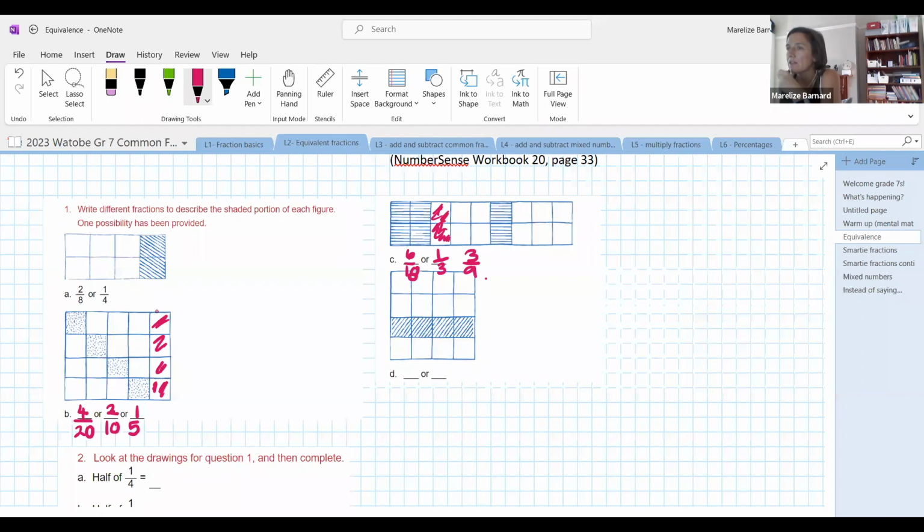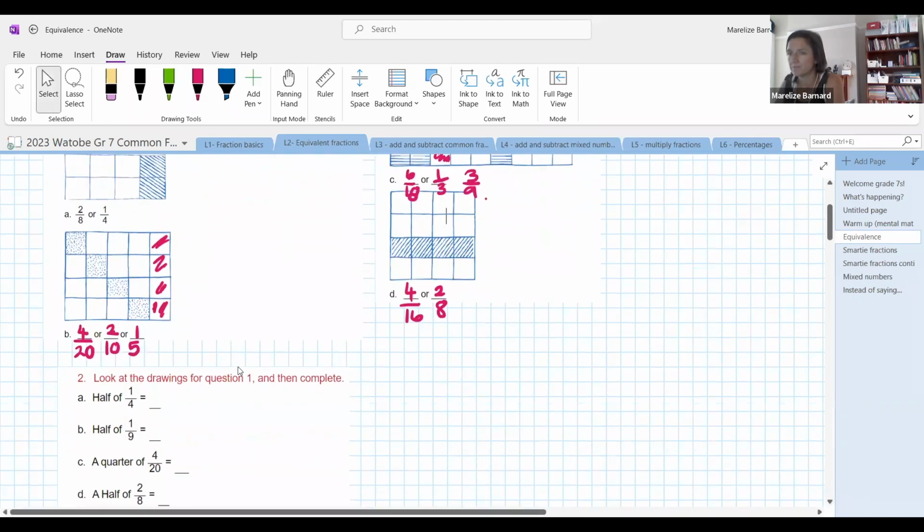And then lastly, question D. We've got 1, 2, 3, 4, and we've divided into 16. So that's 4 out of 16, or 4/16. What can we change that to? Matthew is saying 2/8. That's right. We can say that that is 2/8. Nice. Okay, so again, all of those are different representations of the same quantity, basically.